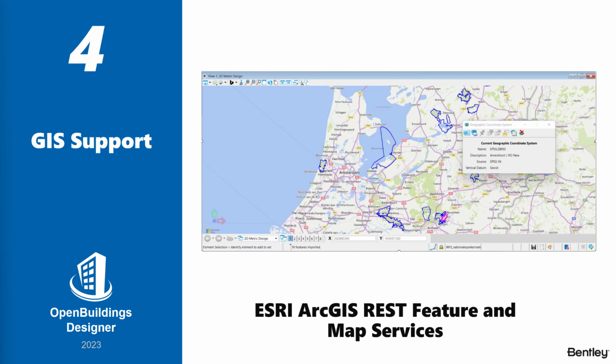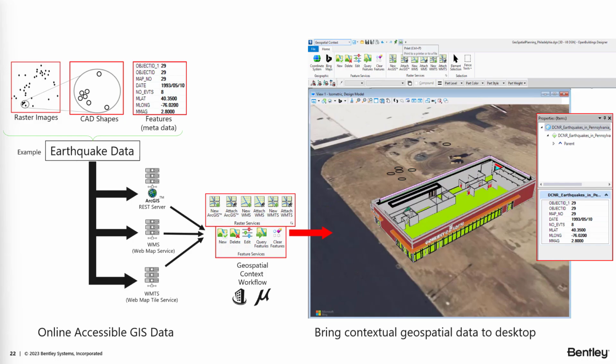Update 2023 introduces Esri ArcGIS REST feature and map services for GIS support. You can now utilize online accessible GIS data to incorporate contextual geospatial data in your design, using the tools provided in the new geospatial context workflow.